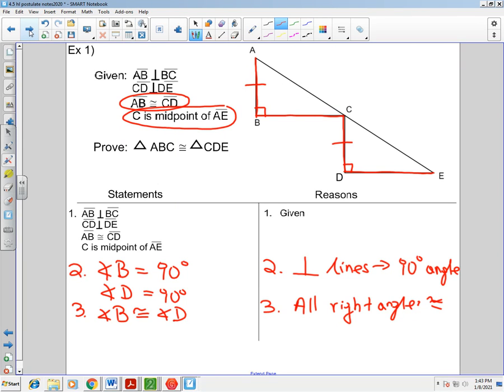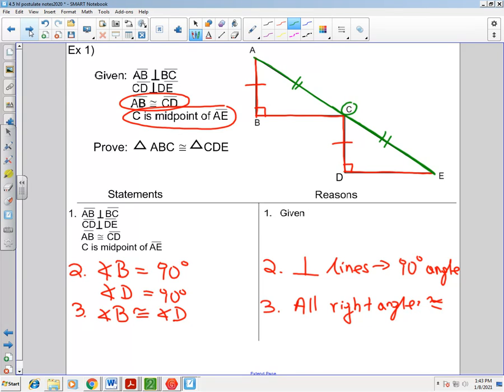C is the midpoint of segment AE. So look at this green segment AE. I am telling you that C is in the middle. So if C is the midpoint, I can conclude that segment AC is congruent to segment CE.